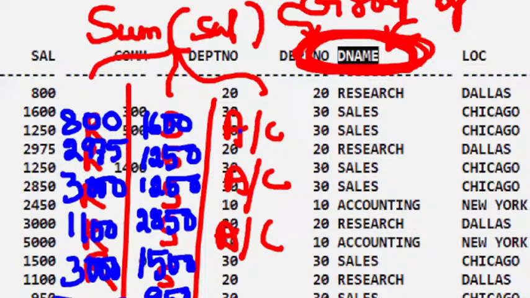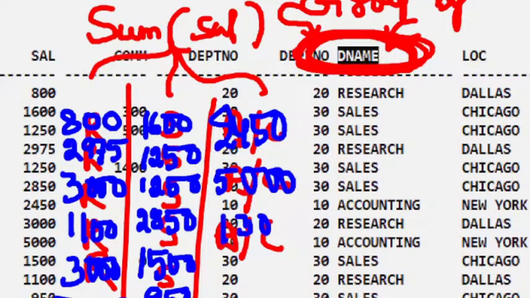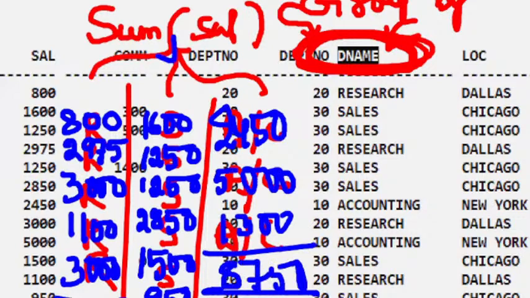Okay, right. Next accounting, you can see first accounting how much? 2450. Next accounting, 5000. Next accounting, 1300. Now you can sum together here. So 8750. This is sum function working on research group, sum function working on sales group, sum function working on accounting. Understand now? So this is what happened.